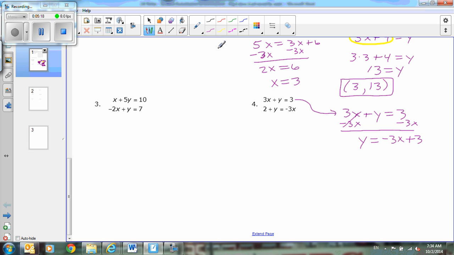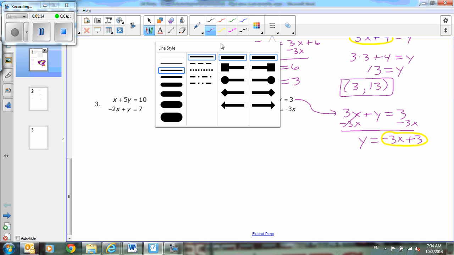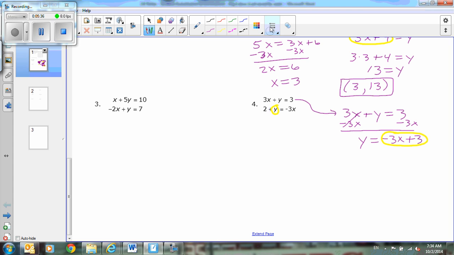So now I'm going to look at that second equation and see where y is right here. I'm just going to rewrite this equation, except instead of writing a y right here, I'm going to write what y is equal to, which is negative 3x plus 3. All right, so rewriting the second equation, instead of 2 plus y, we're going to write 2 plus what y is equal to.